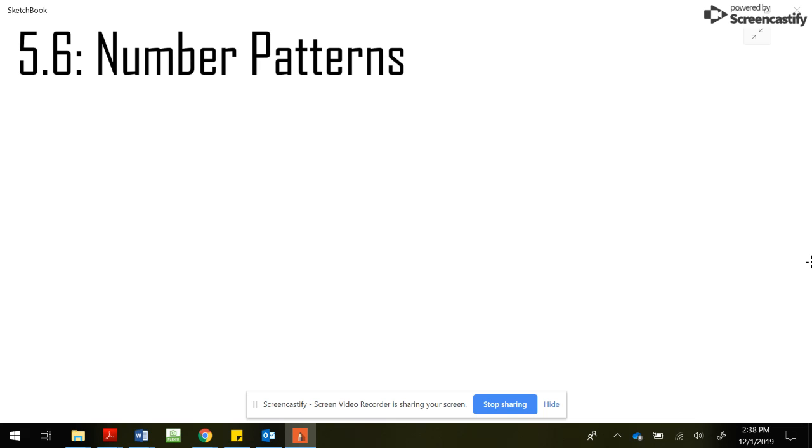2.6 is looking at number patterns. And really, it's pretty easy. It's easy to catch on to. You just have to be careful of a few things that you don't let those mess you up. So what we're going to be looking at is they're going to give us a rule and a first term.